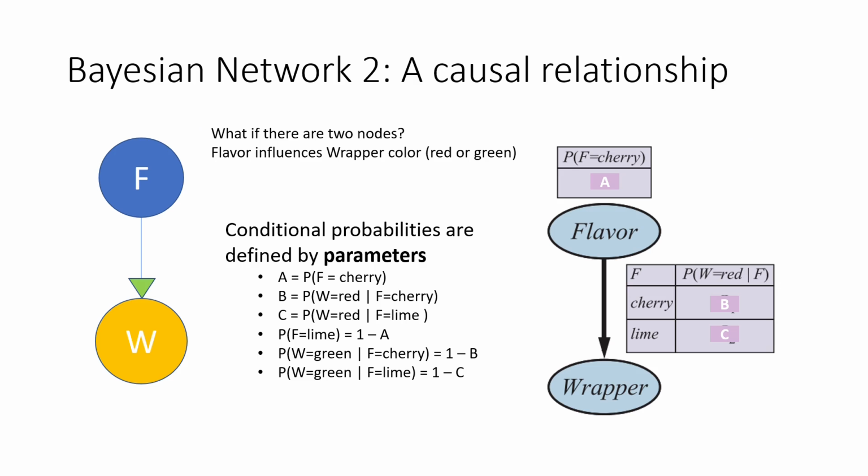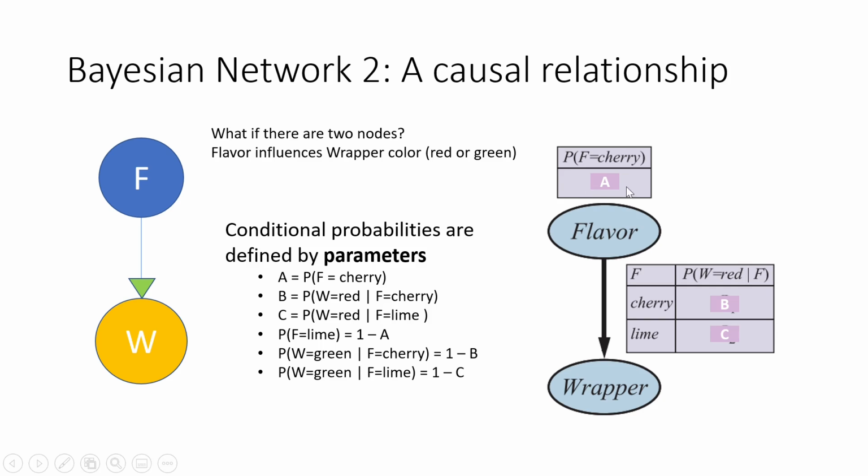So moving on to the second most complicated Bayesian network with a causal relationship. This one is going to have two nodes, one for flavor and one for wrapper color. And we know that flavor influences wrapper color in some way, but we're not sure exactly how. So we can define this Bayesian network using parameters, and the parameters are going to help us define these conditional probability tables that define a Bayesian network. And we're actually going to be able to figure out all 6 probabilities with only 3 parameters.